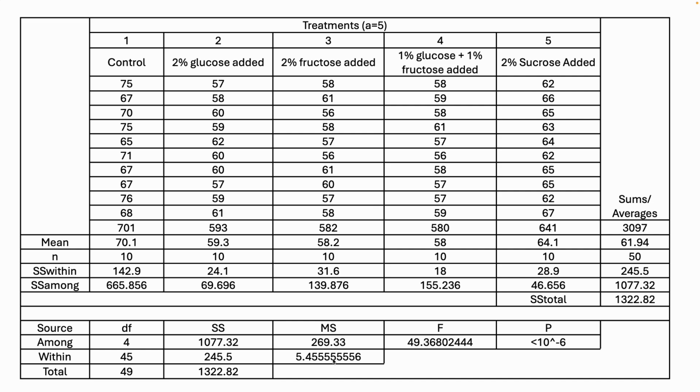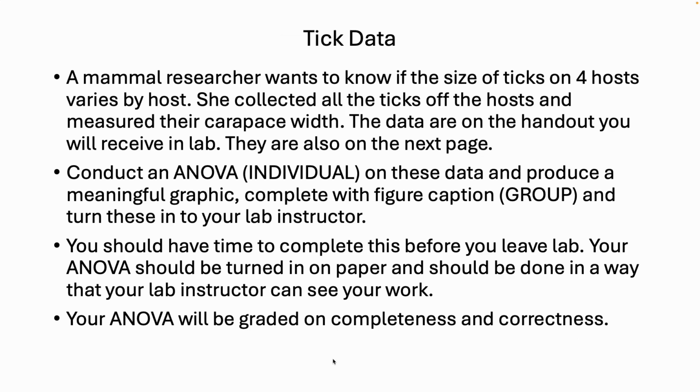So now that you've done that for this worked out data, I want you to take a different data set, and this is what you'll turn into your lab TA. A mammal researcher wants to know the size of ticks on 4 hosts. She collects all the ticks off the host and measures their carapace width. The data are on the handout that you will receive in lab. They're also on the next page, so if you weren't in lab, you can just transcribe the data.